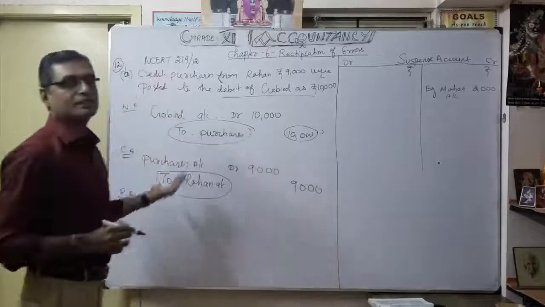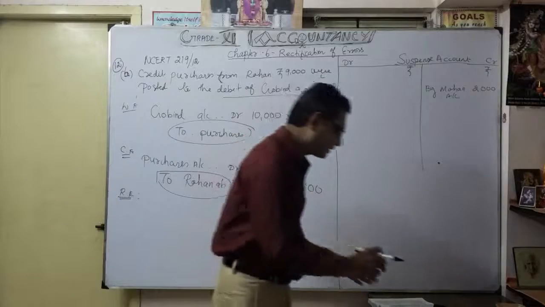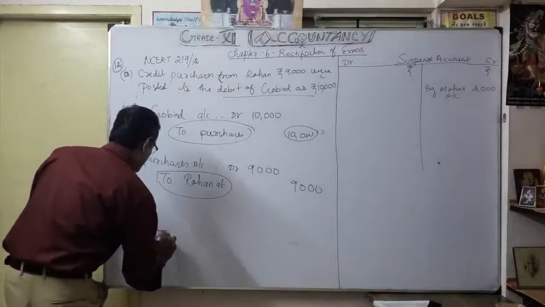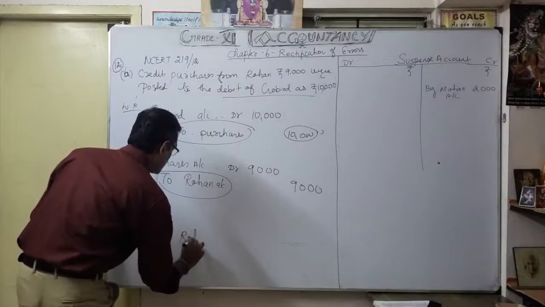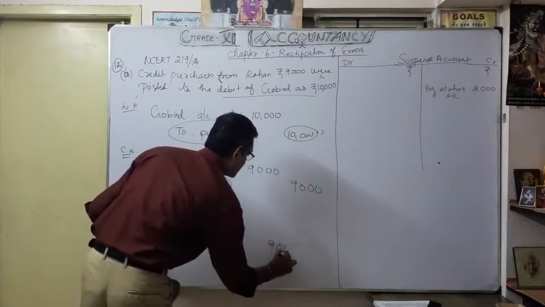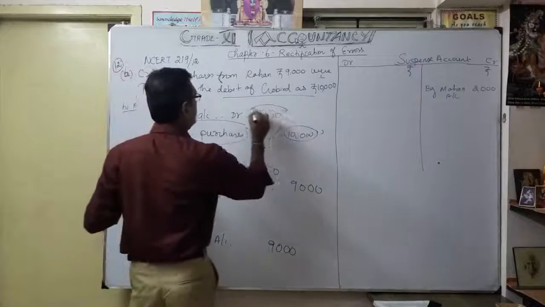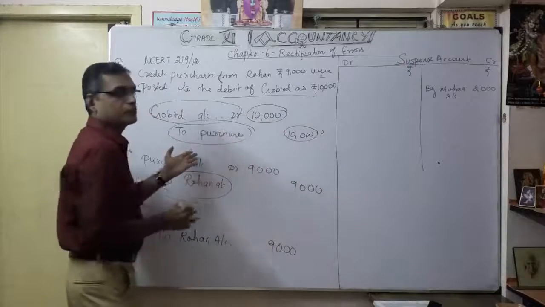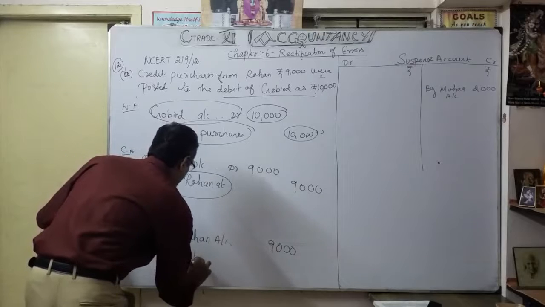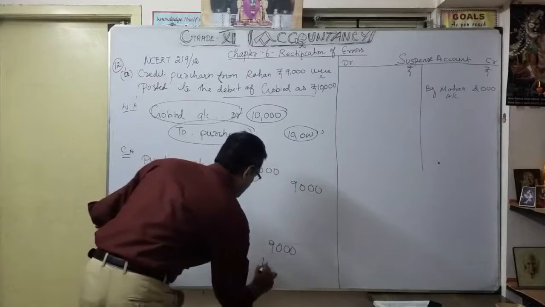So what's the rectification entry now? The purchases account is anyway the correct one. So here I want to credit Rogan account. Anyway, I am going to credit Rogan account, how much? To Rogan account 9,000. Thereafter, Gobind, earlier I did it wrongly on the debit side, so I am going to give credit. To Gobind account, how much? 10,000.